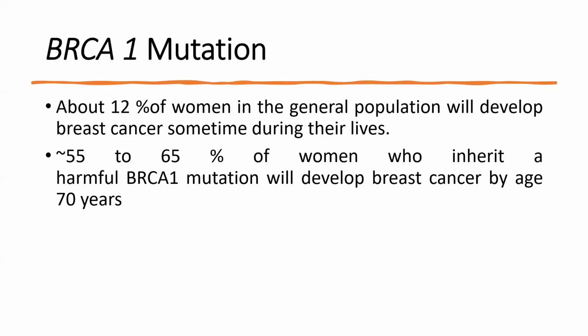However, for women who inherited a harmful copy of the BRCA1 gene from the previous generation, if they inherit a broken copy, their risk of developing the same type of breast cancer is now as high as 55 to 65%, depending on the ethnicity, for example, and other factors. But it's substantially higher. We're talking about a 5-fold increase in risk, right?